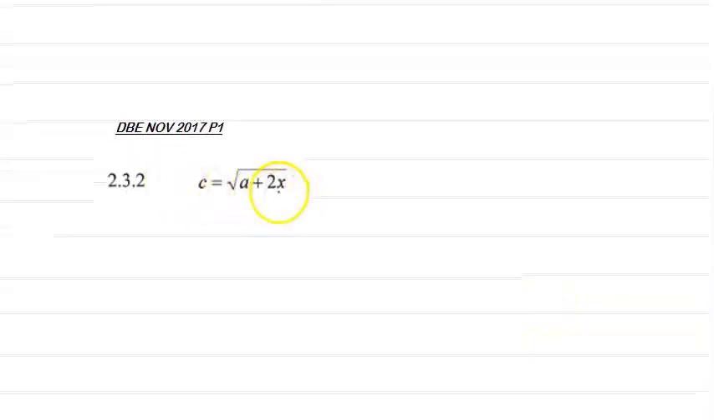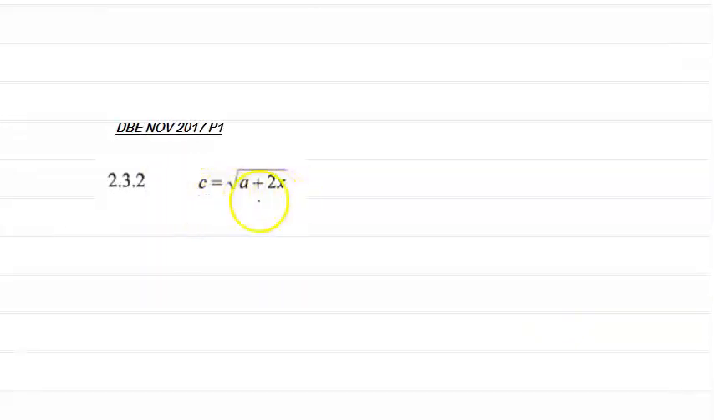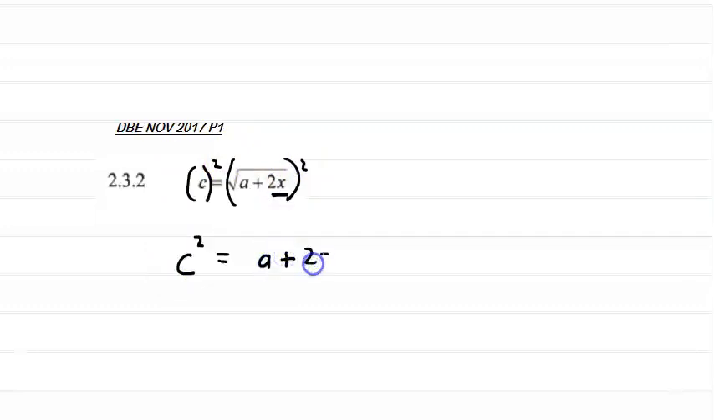Now, this one is literal equations. With literal equations, you'll find that we only have letters here. And the instruction given here is solve for x, right? So we want to solve for that variable there, x. Firstly, if you've got a square root sign, you need to get rid of the square root sign by squaring both sides. So we're going to square both sides. That will become c squared equals a plus 2x. Remember, the square root squared cancels off here, so you get a plus 2x.